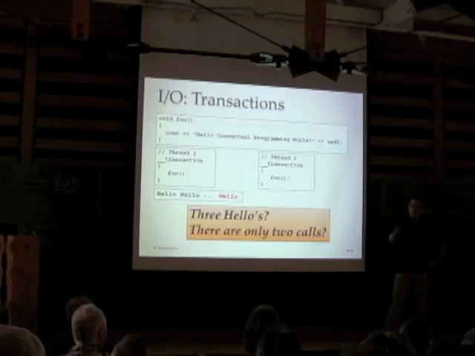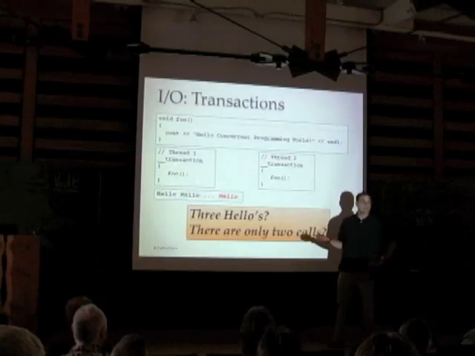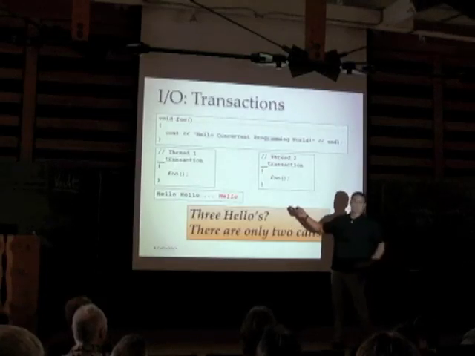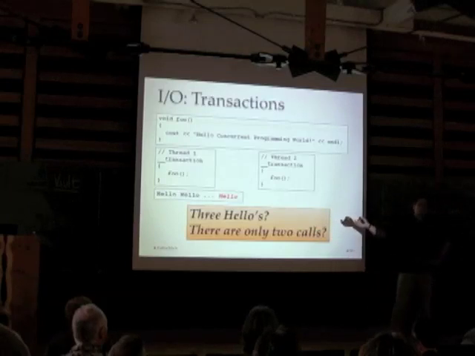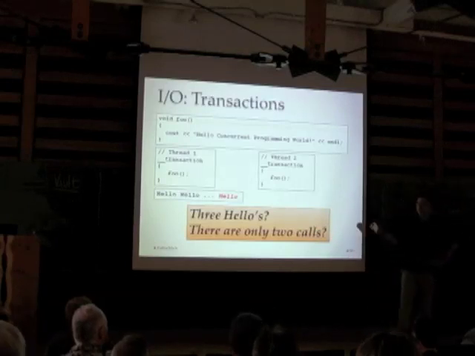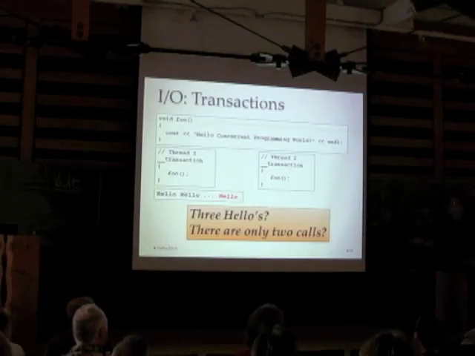The reason is that we have these side effects. These transactions are going to conflict. One of them is going to be rolled back, and it's going to try again, and then we may get, who knows how many hellos. So this is not how you do I/O or irrevocable actions in transactional memory with the spec.